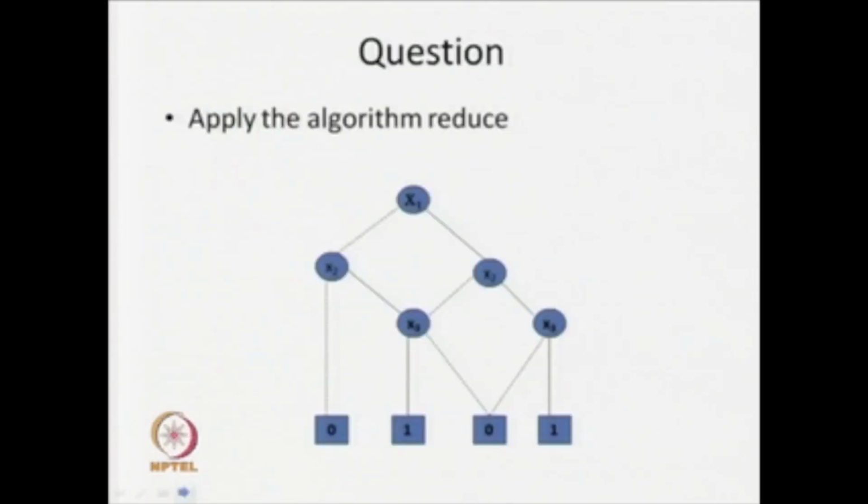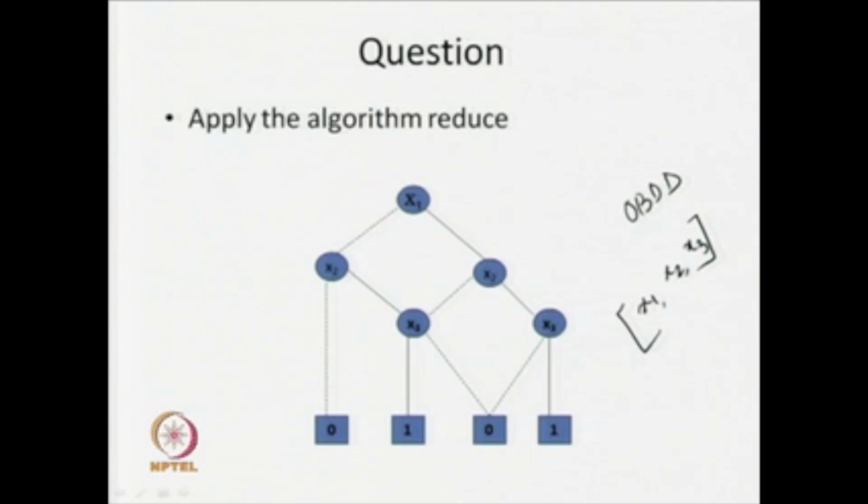Okay, now, as a question, I am saying: apply the algorithm reduce to reduce this particular BDD. So, I am giving an OBDD, ordered binary decision diagram, and you apply the algorithm reduce to it. It is having 3 variables x1, x2, x3, and the ordering is x1, x2, x3. So, this is the ordering that we are having, and this is the given BDD. Now, apply the algorithm reduce to reduce this particular BDD.